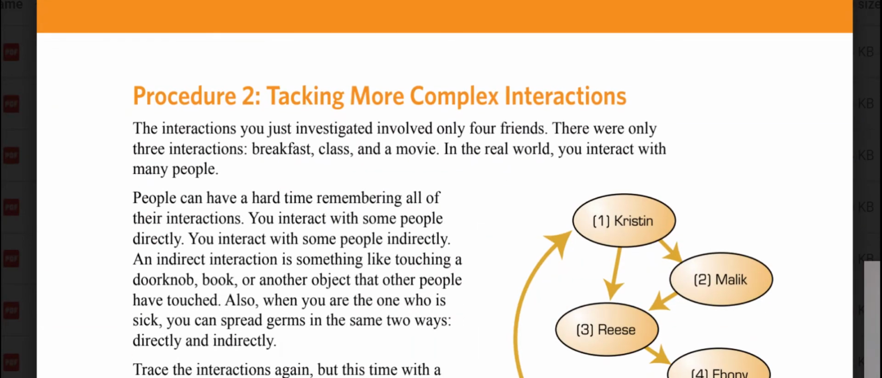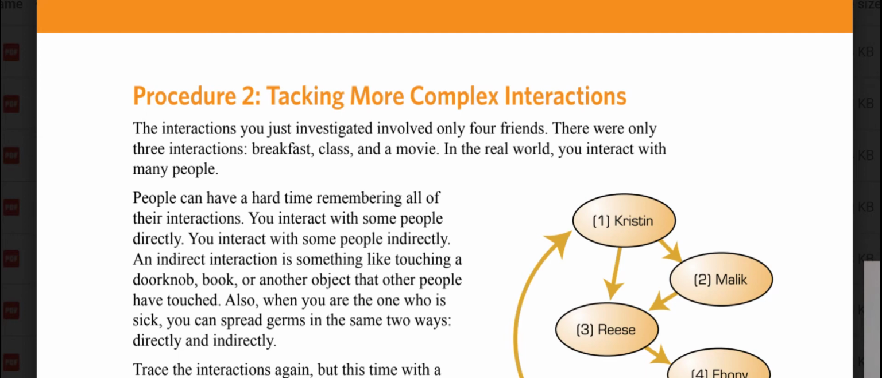Procedure 2, tackling more complex interactions. The interactions you just investigated involved only 4 friends. There are only 3 interactions: breakfast, class, and a movie. In the real world, you interact with many people. People can have a hard time remembering all of their interactions.